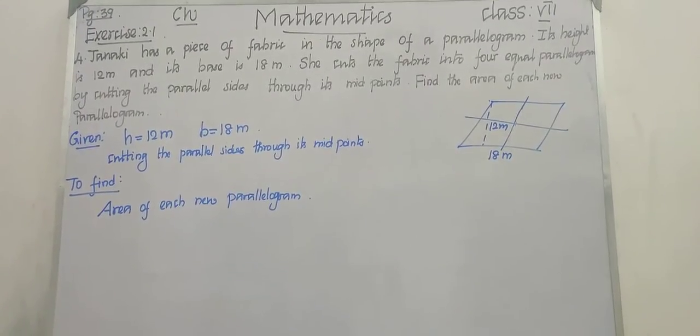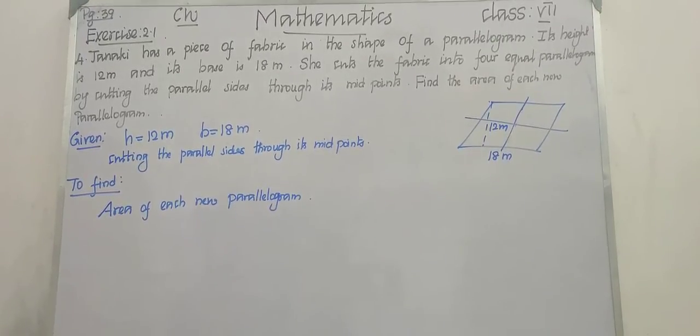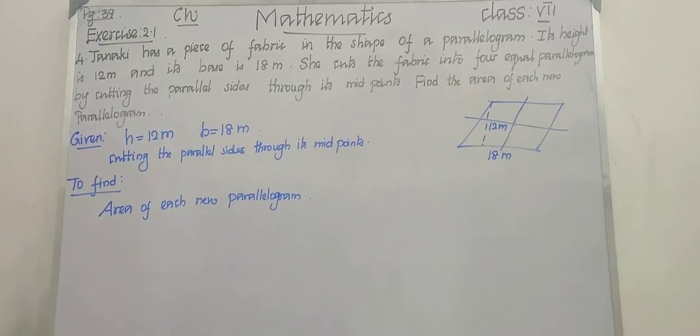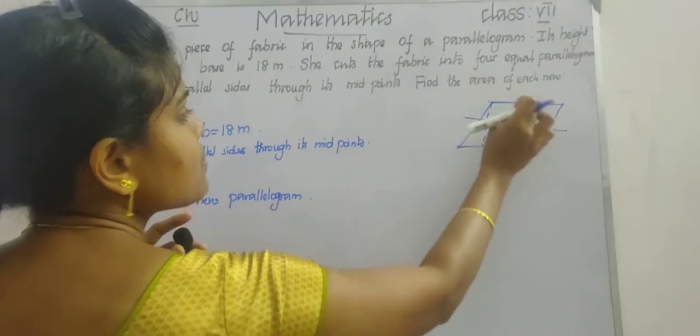So the height and base are given for the whole parallelogram fabric, the biggest parallelogram. Also they had mentioned that Janaki is cutting that parallelogram fabric into 4 equal parallelograms by cutting through its midpoint. So if it is a midpoint, how will you find the base and height of each small parallelogram?